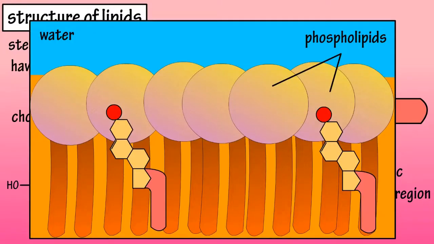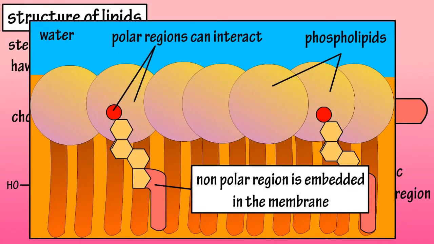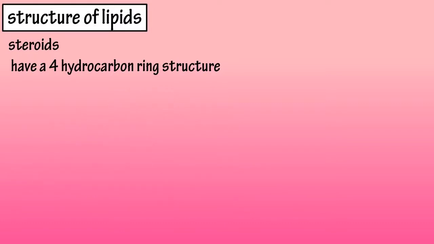Cholesterol is a key part of cell membranes as its polar region can interact with the polar region of phospholipids, and its nonpolar region is embedded in the membrane alongside the nonpolar fatty acids of the phospholipids. Cholesterol is also an important building block in bile acids, which are key in breaking down fat molecules in the body, and many hormones, which are signaling molecules the body releases.